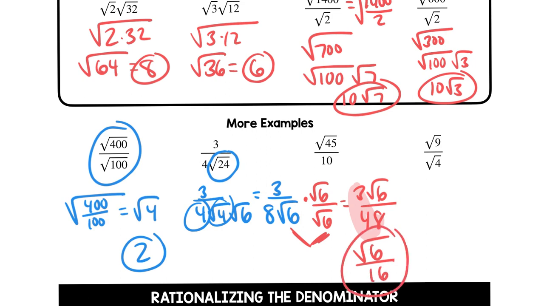The next one actually is kind of short. You would just simplify the square root of 45. It's root 9 root 5 over 10. And then the square root of 9 is 3. So it's just 3 root 5 over 10 on that one.